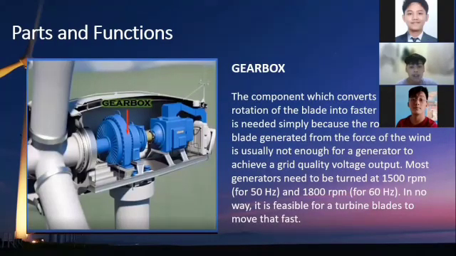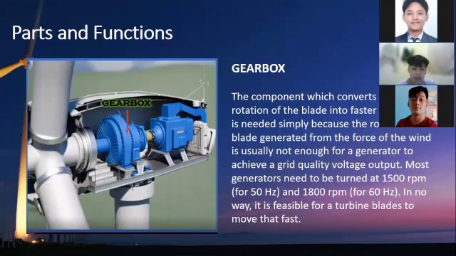gearbox, the component which converts the slow rotation of the blade into faster speed. This is needed simply because the rotation of the blade generated from the force of the wind is usually not enough for a generator to achieve the grid quality voltage output. Most generators need to be turned at 1500 RPM or revolutions per minute for 50 Hz and 1800 revolutions per minute for 60 Hz.